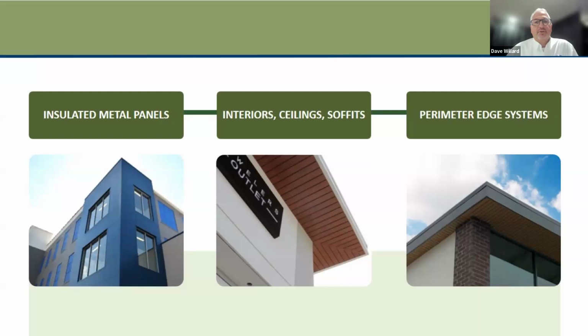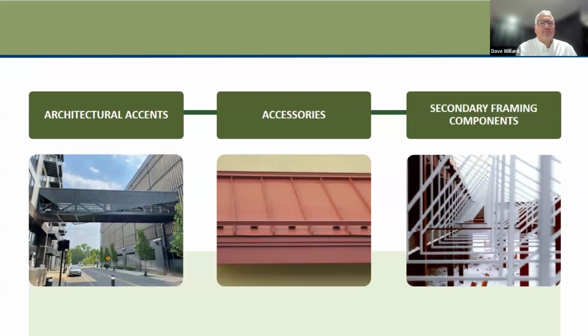We do interior ceilings for sound control and acoustics, ceilings and soffits, perimeter edge metal, different types of edge metal, cornice systems, architectural accents, pretty much anything you can think of that has to do with metal. We can do it. We have all the accessories, secondary framing items. So when you think of metal, if you're going to be putting metal on a building, we'd like you to think of ATAS and reach out to see if we can help you. If we can't help you with it, I'm sure we can find somebody that will. We like to try to be a resource in that way.